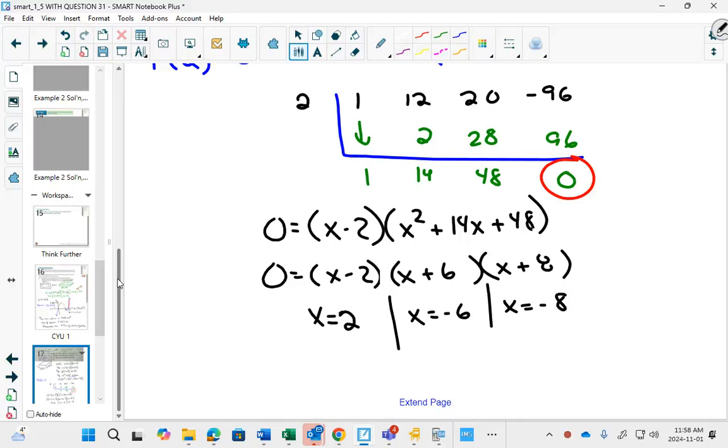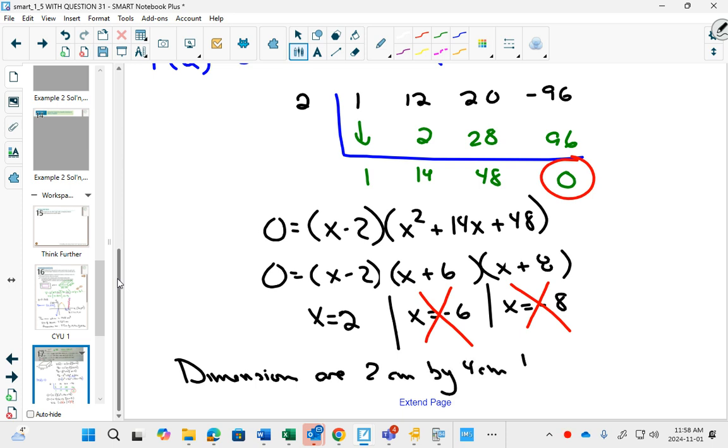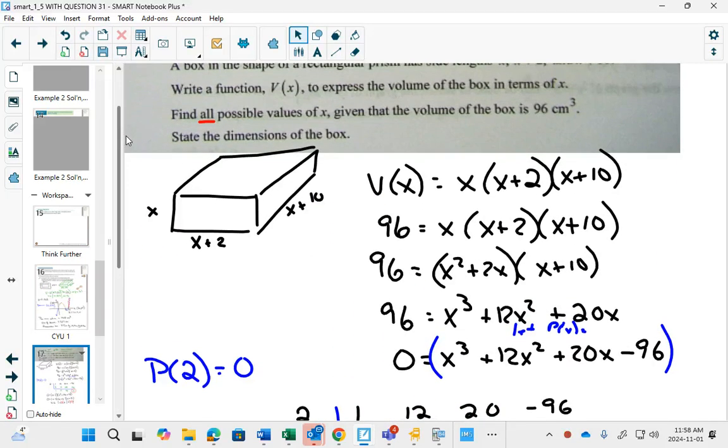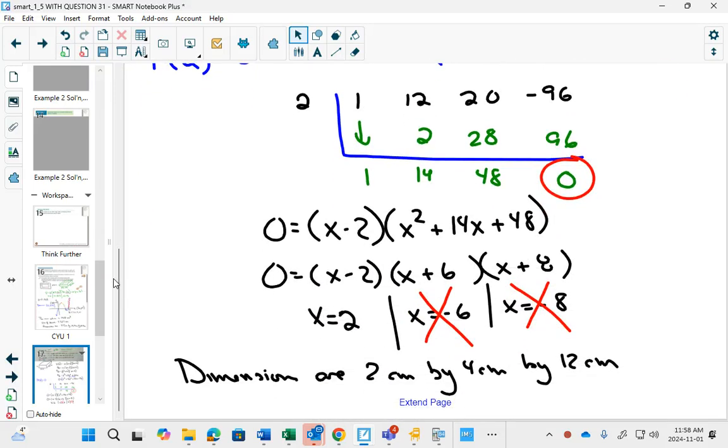However, in real life thinking, you can't have a height of negative 6 centimeters. That makes no sense whatsoever. So the only answer is x equals 2, and the dimensions are 2 centimeters by 4 centimeters by 12 centimeters. And that's what the question was asking for. And this is what they expected for 5 marks.